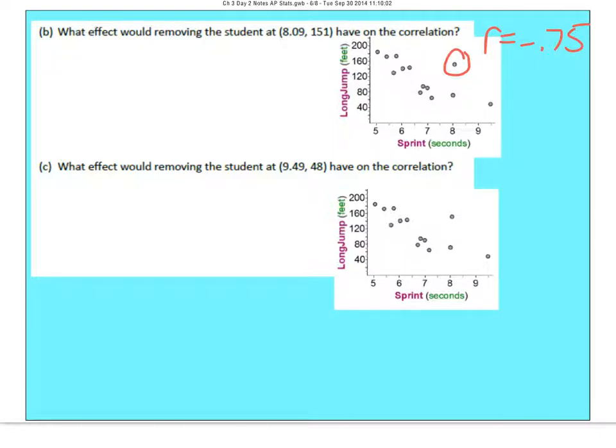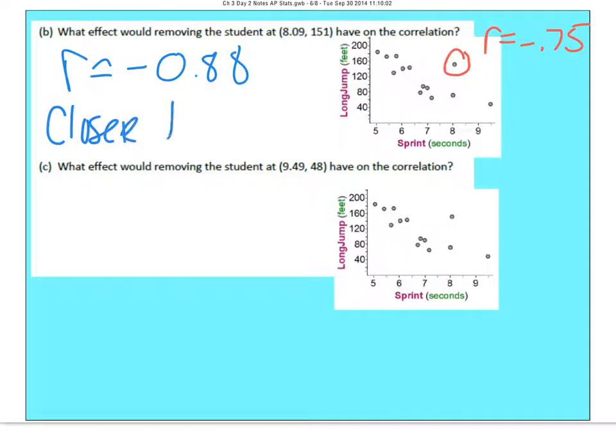So what we could see, and I will tell you, I did remove this data point and I recalculated the correlation. The correlation this time came in at negative 0.88. So what we see is it's going to become closer to negative 1.